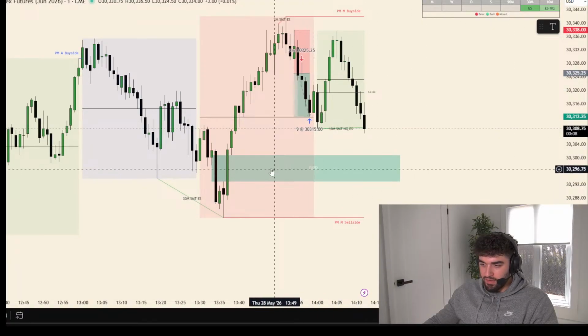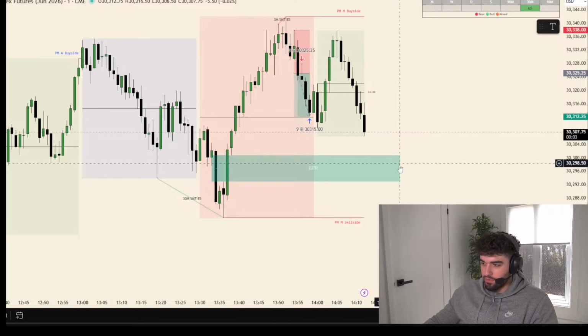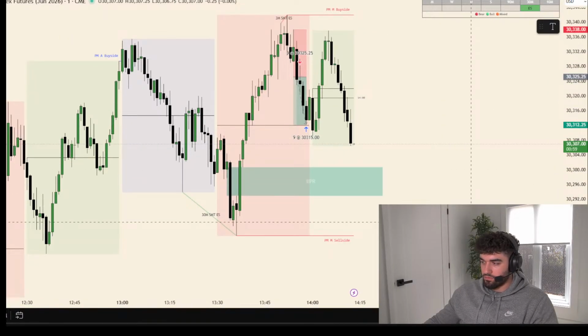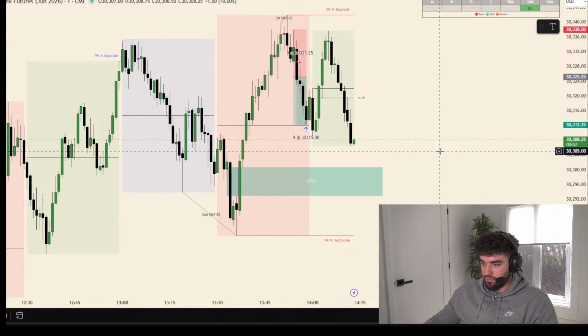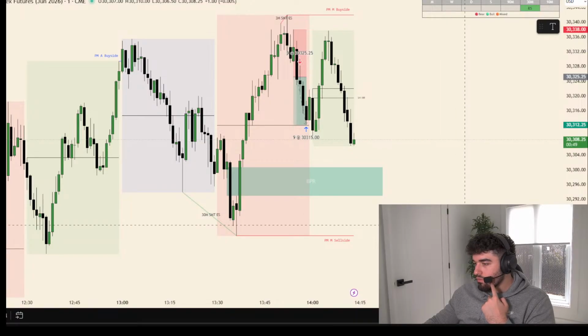All depends what it does in this last little fair value gap at 1337. We'll see what it does in there. If it wants to go, we're getting around to take profit at 05. You'll get it. A little more. Get ready, Mike. It's coming.